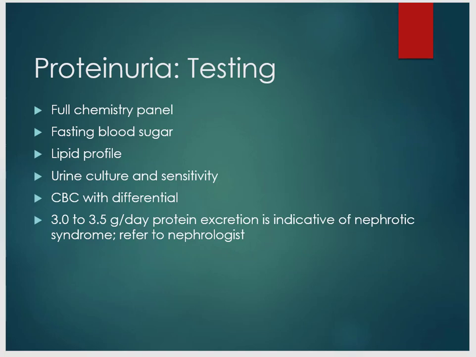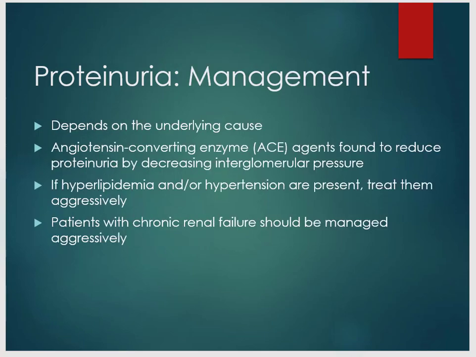When trying to work up proteinuria, some tests that you would perform would be a full chemistry panel, a fasting blood sugar, lipid profile, a urine culture and sensitivity, a CBC with a diff, and then trying to determine what your excretion rate is for protein. If it's between 3 and 3.5 grams, that's considered more nephrotic syndrome, and you should refer to a nephrologist. Management of the proteinuria depends on the underlying cause.